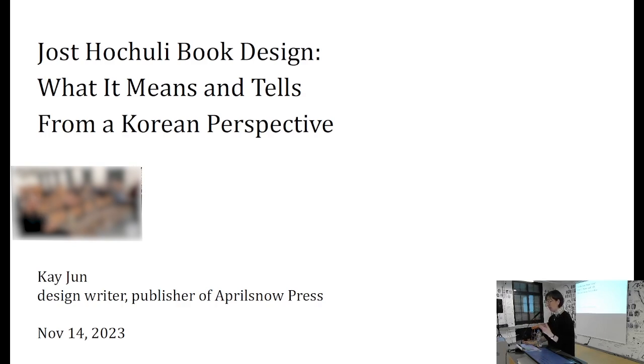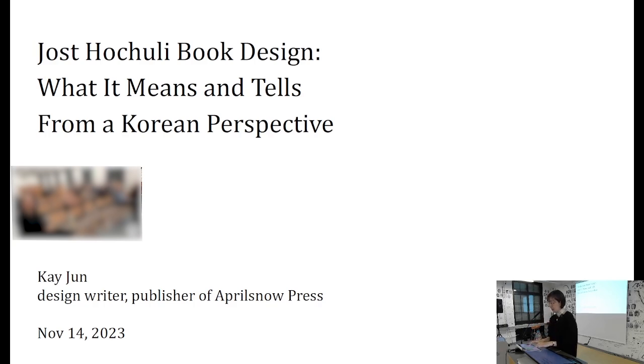As announced, I'm going to give the speech in English. This lecture is very unusual for me, because mostly I give lectures about my own works, about what I'm doing and researching, but today's lecture focuses on Jost Hochuli's book design, and especially for local people here in St. Gallen, which makes me much more nervous actually. So bear with me with my English, and I hope this could be a nice discussion, a nice chat between you and the Korean graphic community and me as well.